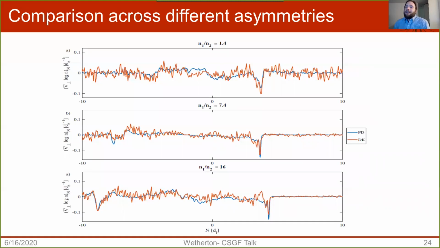So here's a comparison across a few different simulations we have. So this is different asymmetries in the reconnection. I hadn't mentioned it, but the reconnection simulations that we ran had one side starting with a higher density of electrons and ions than the other side. So the one we showed was a factor of 1.4 difference in density. We also ran simulations with 7.4 times more particles on one side than the other, and 16. And at the simulation parameters that we chose here, they were all able to reproduce the gradients quite well.